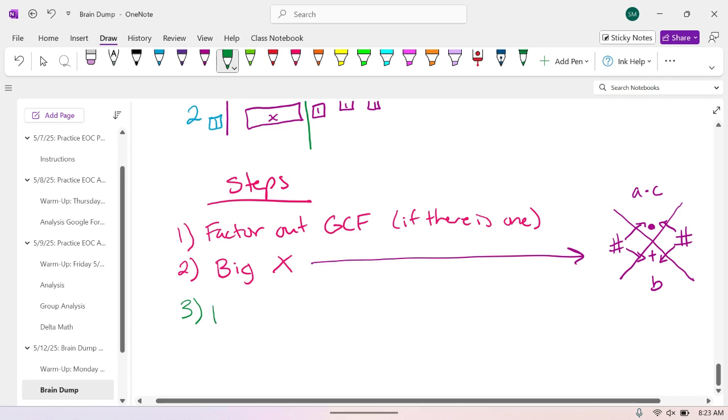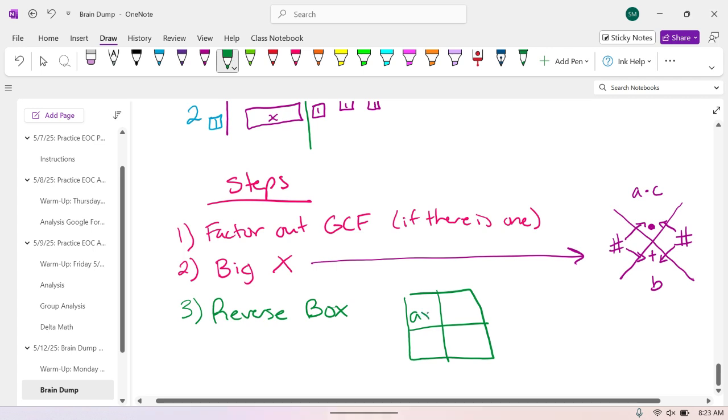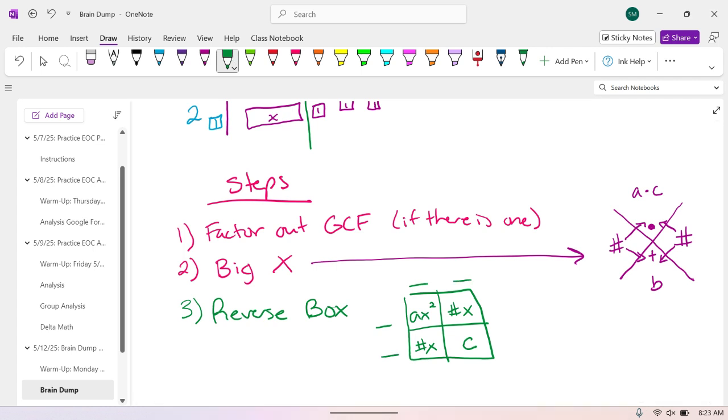Then we do our reverse box. Which you always put whatever ax squared is, top left, C in the bottom right, and then whatever your two numbers with an x value after that, and you're just filling in these blanks. And I would make a note saying to start here.